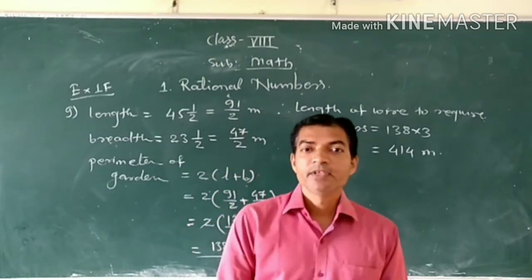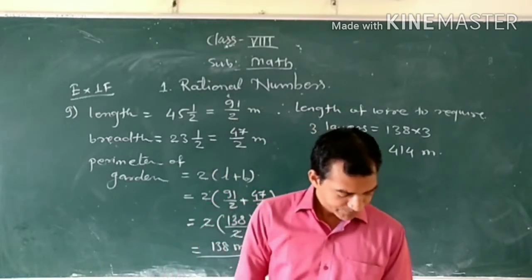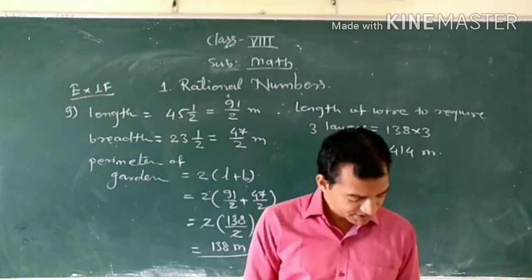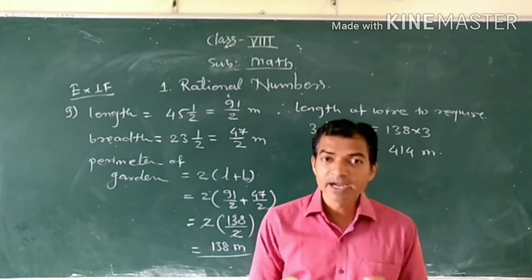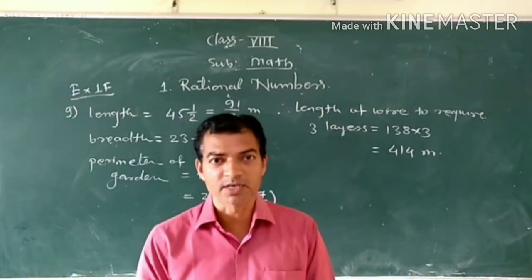Then you have to write: the cost of a liter of petrol is equal to 2620 divided by 20. So this will be equal to rupees, whatever the answer may be, that you have to write.